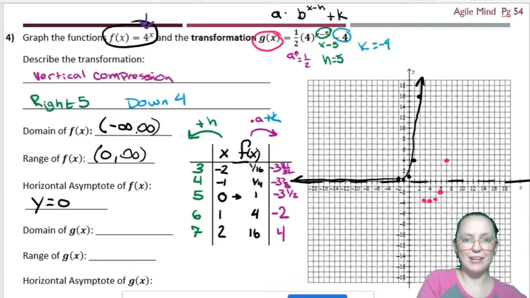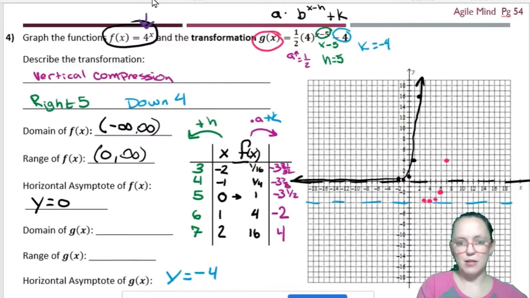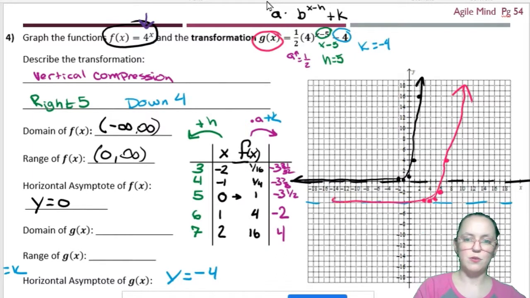I forgot to draw it in here, but our horizontal asymptote is going to be located at y equals negative 4. So our line that we're never going to cross is here, located at our y equals k. It's always going to be at y equals k. So when I connect my dots without crossing my horizontal asymptote, we get a function that looks like this.